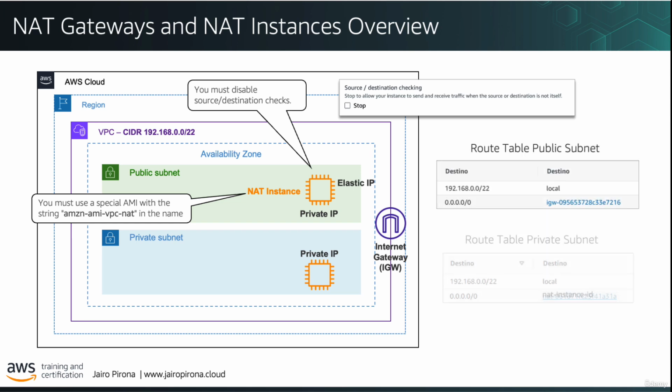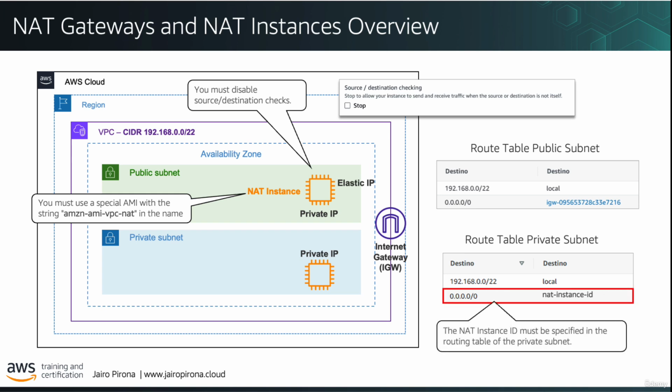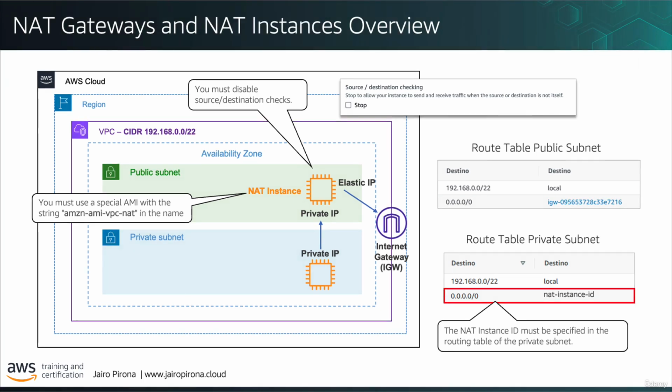Our routing tables are configured in almost the same way as with a NAT gateway, but instead, we're just going to specify the NAT instance ID. And then, as before, we are connecting using a private IP to the NAT instance using the VPC router, and then we connect to the outside world using the NAT instance's elastic IP.